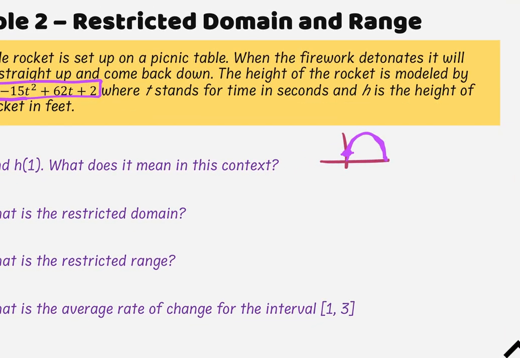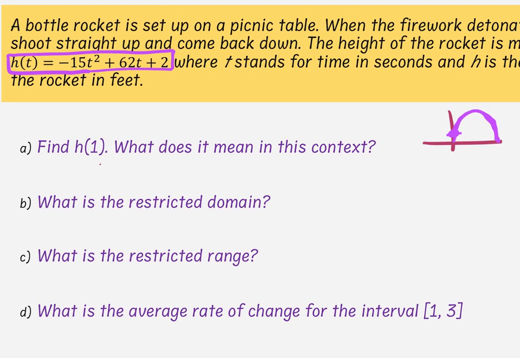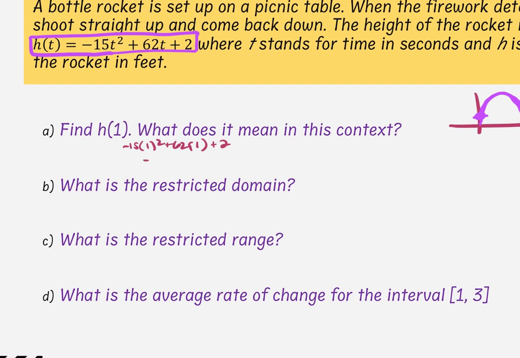It says the height of the rocket is modeled by that function where T stands for time in seconds and H is the height of the rocket in feet. A says find H of 1, and what does it mean in this context? So how would I find H of 1? Plug in 1. So negative 15 times 1 squared plus 62 times 1 plus 2. I get negative 15 plus 62 plus 2.